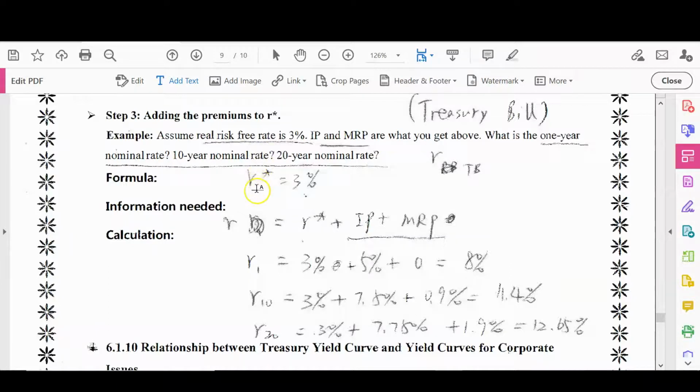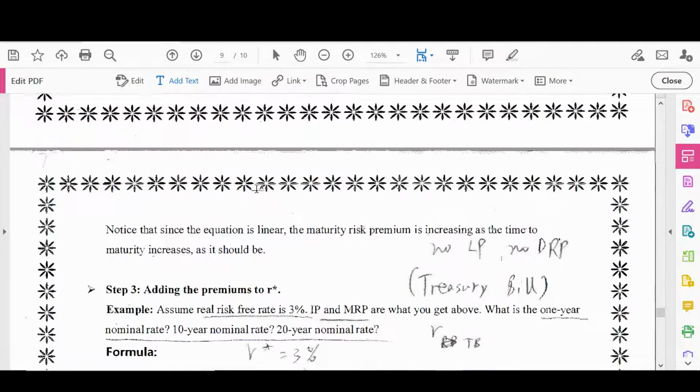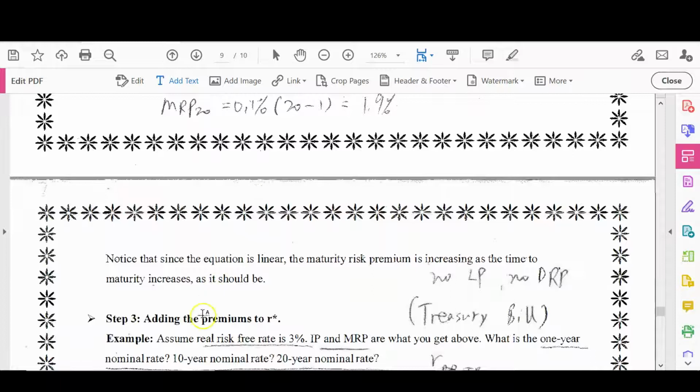Again, please pause this video. Try to refer to step 1 and step 2 results, and please try to calculate the nominal rate for a 1-year, 10-year, and 20-year bond. You can pause the video, try to solve this question yourself, and then we'll come to the solution after you finish working on this on your own.